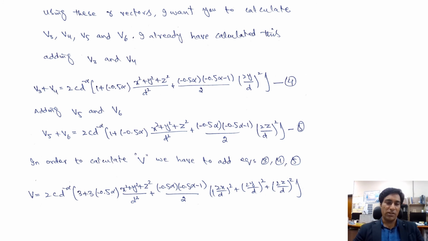Similarly, because these terms are the same, we are adding 3 equations, so we get 3 plus 3 into minus 0.5a into x square plus y square plus z square over d square plus minus 0.5a into minus 0.5a minus 1 over 2 into 2x over d square from equation 3, 2y over d square, this term, plus 2z over d square, this term. So only these terms are different, so we added them here.